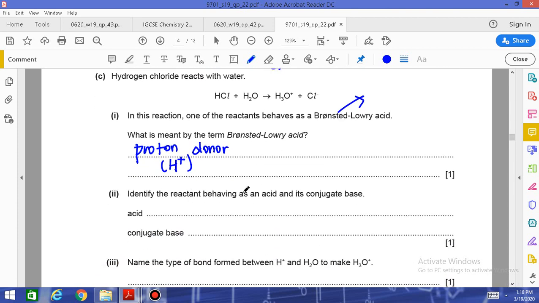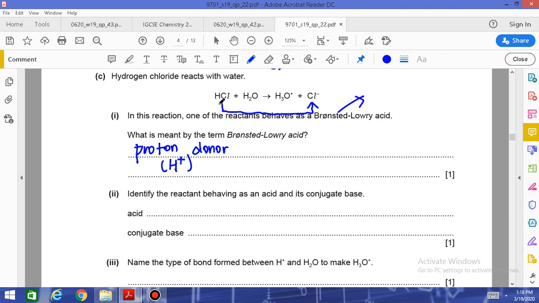Identify the reactant behaving as an acid and its conjugate base. Okay, so look at the reactant. Focus on the reactant first. We want to identify the acid on the reactant. Remember, a Bronsted-Lowry acid is a proton donor, so it must donate a proton. It means that the number of protons decreases, the number of hydrogens decreases after the reaction. So this one, right?